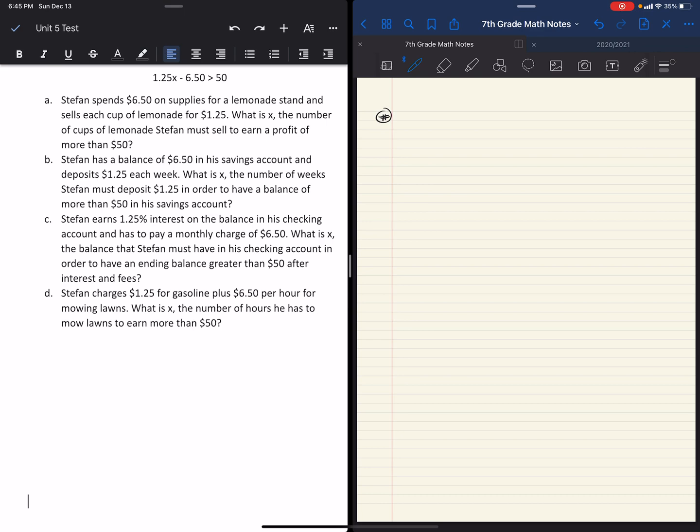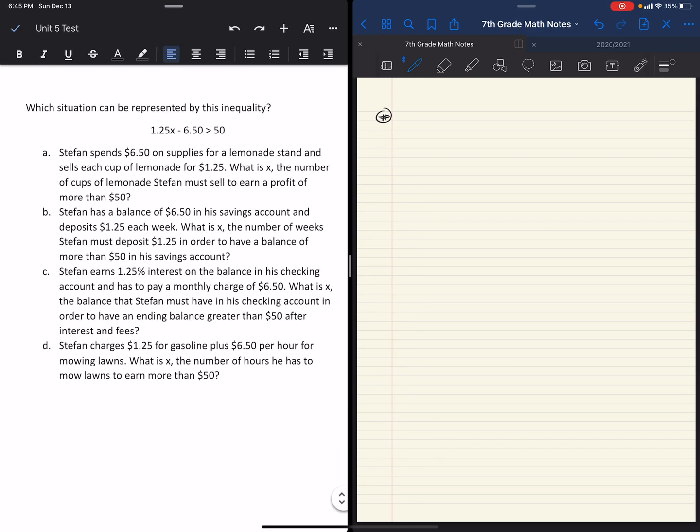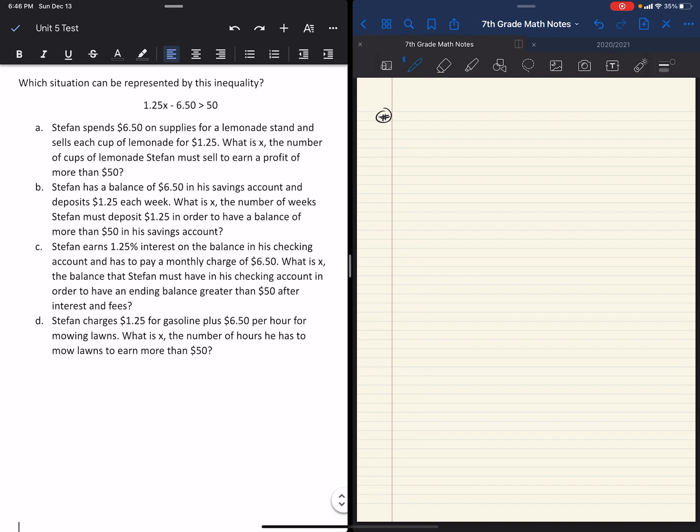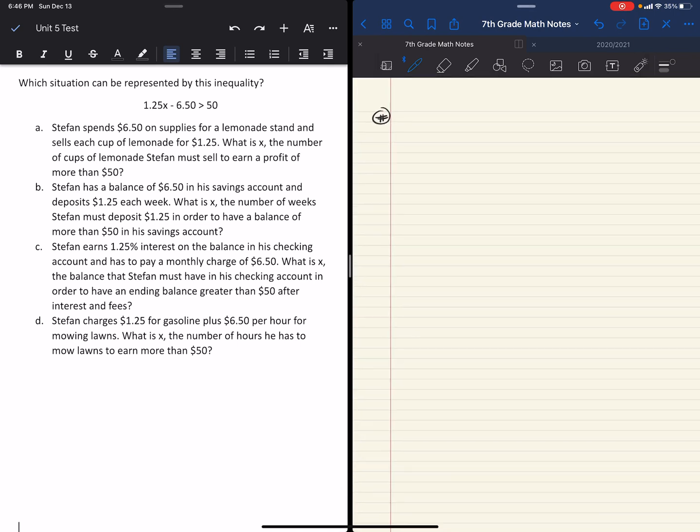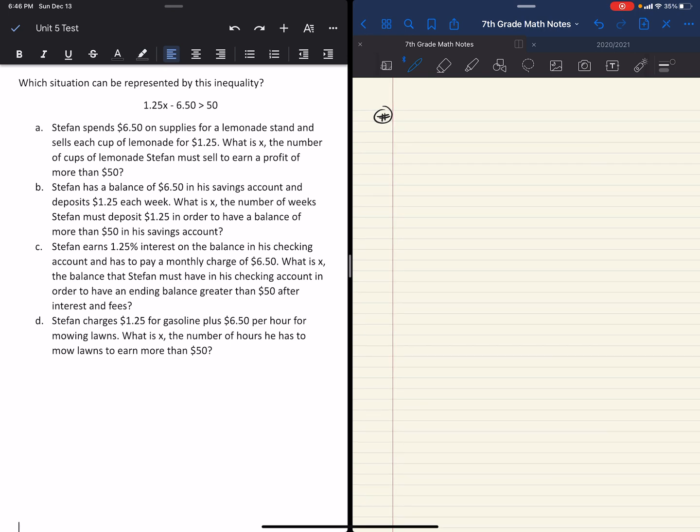We are going to go through this test question on the left side of the screen. And on the right side, we will be working it out. So the test question reads, which situation can be represented by this inequality? 1.25x minus 6.5 is greater than 50. And then I have my answer choices A, B, C, and D.